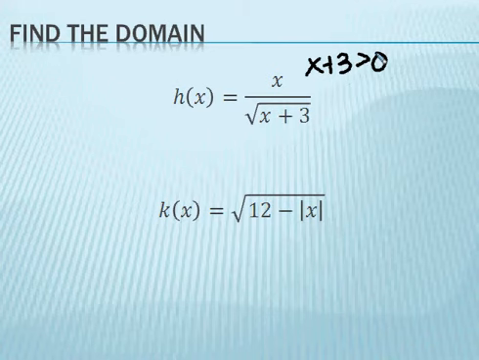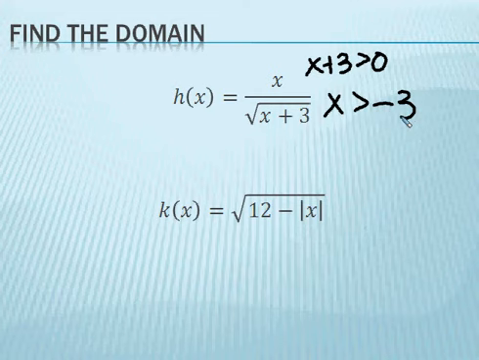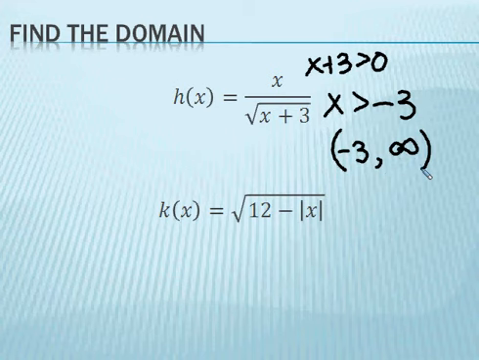If the square root of x plus 3 was on the top of the fraction, then it would be greater than or equal to. Because it's on the bottom of the fraction, it can only be greater than, because the denominator can't actually equal 0. So when I subtract my 3 over, my domain in this case is x is greater than negative 3. I could write it like that, or I could write it as negative 3 to infinity, parentheses around both of those.